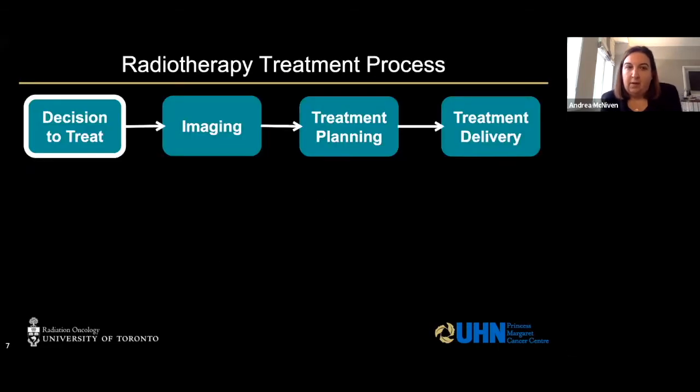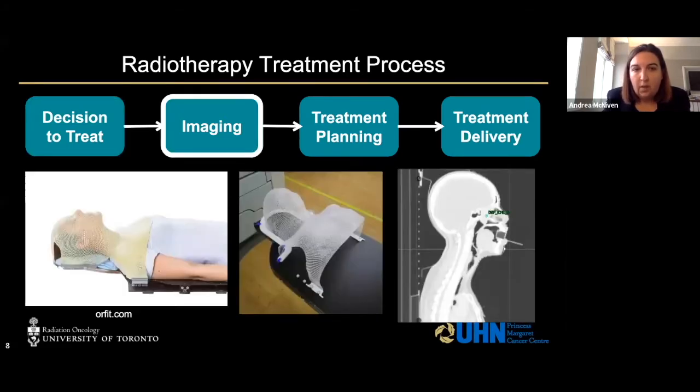More specifically for head and neck, if we go back to the workflow, once we have the decision to treat, the radiation oncologist will prescribe a certain dose of radiotherapy that we want delivered to the target to create that tumor control. They'll then proceed to that imaging. And for head and neck patients, we immobilize them in a certain position so that we can recreate that treatment position each day throughout the course of treatment.